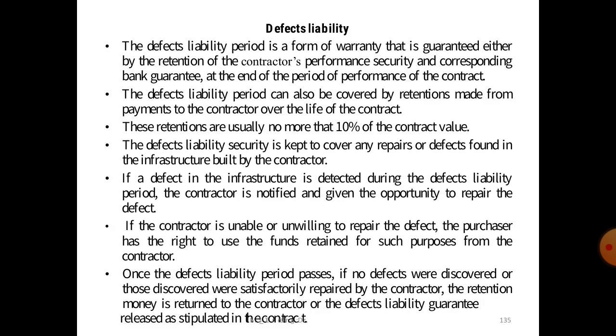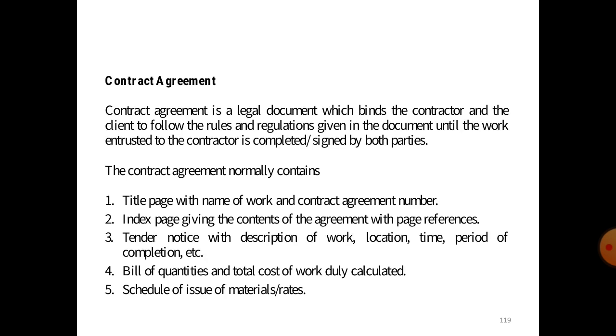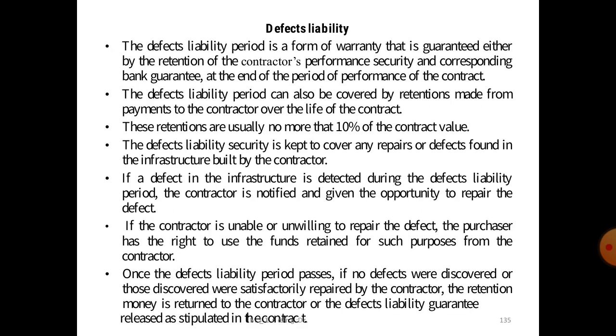Now the next point is defects liability. The defects liability period is a form of warranty that guarantees the contractor's performance, secured by a corresponding bank guarantee at the end of the period of performance of the contract. The defects liability period can also be covered by the retention made from the payment to the contractor over the life of the contract. These retentions are usually no more than 10% of the contract value.